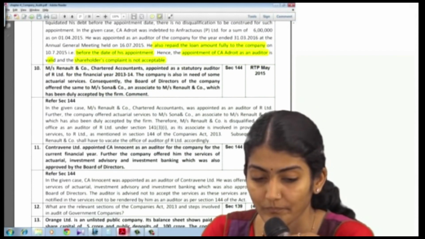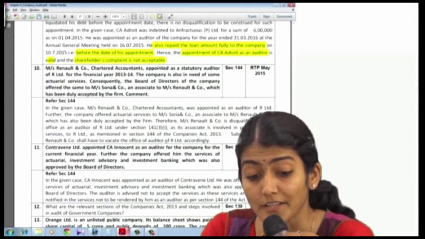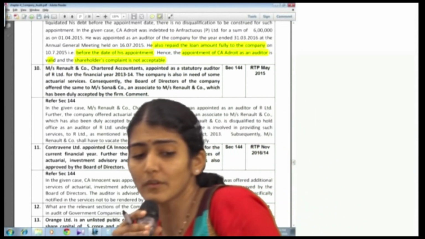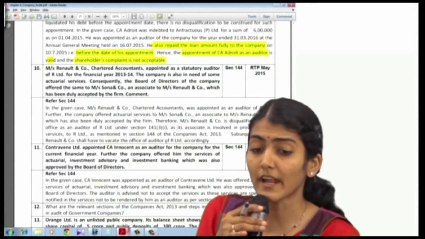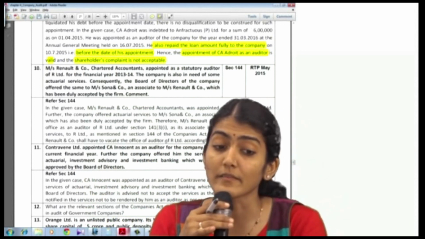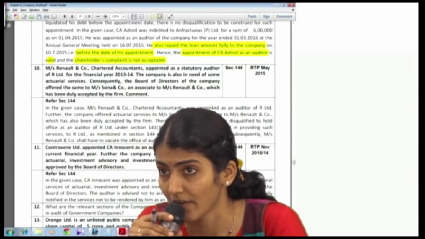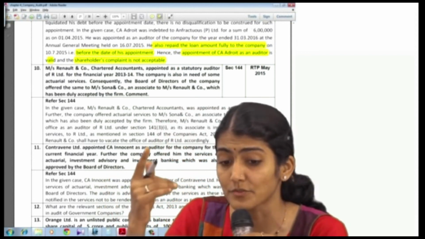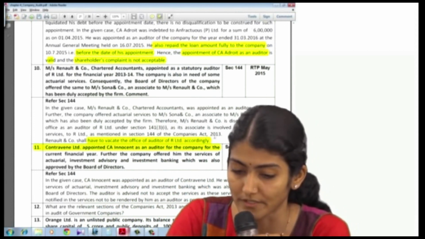Question number 10. Renault and Company Chartered Accountants appointed as the statutory auditor of R Limited for 13-14. The company is also in need of some actuarial services. Consequently, the board of directors offered the same to Sona, an associate of Renault, which has been duly accepted by the firm. And an associate also cannot provide consulting specialized services to those three companies. That is why he shall have to vacate his office as an auditor.